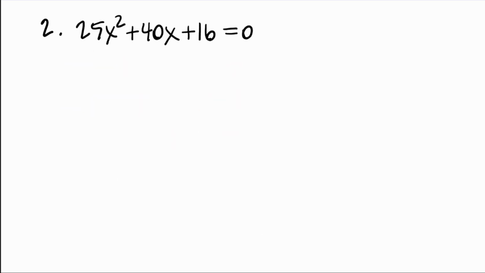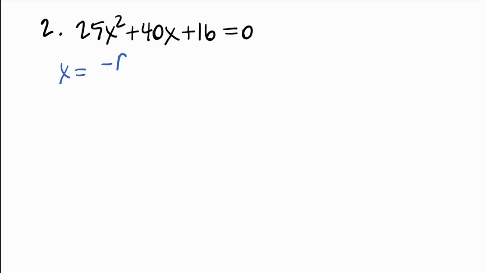Alright, here we've got another one. This one looks pretty bad. But actually, this one's going to work out just fine. This one's another perfect square trinomial. I feel like I copied these problems from the wrong place, but it's alright. Maybe I'll use the quadratic formula on this one.